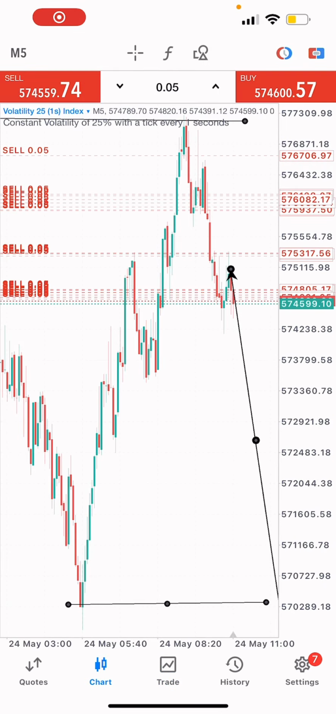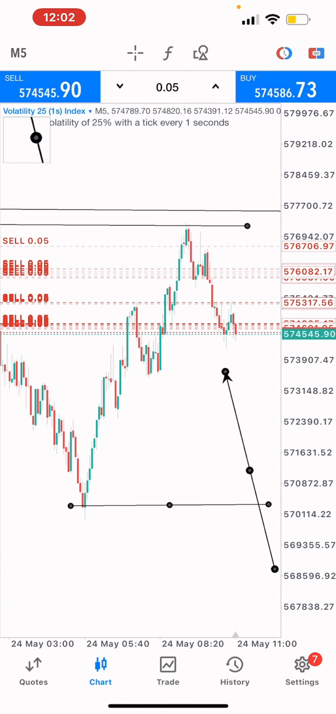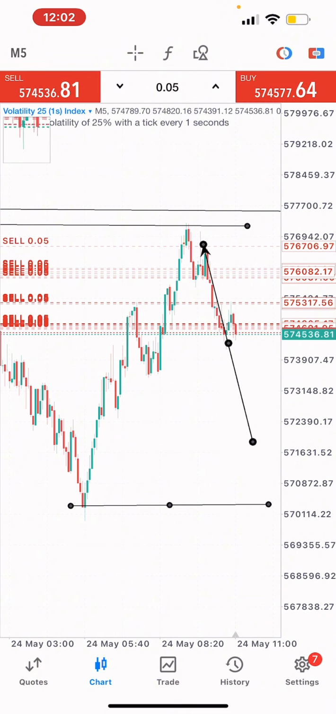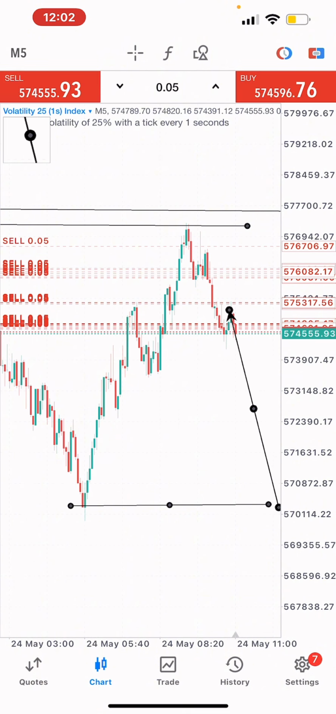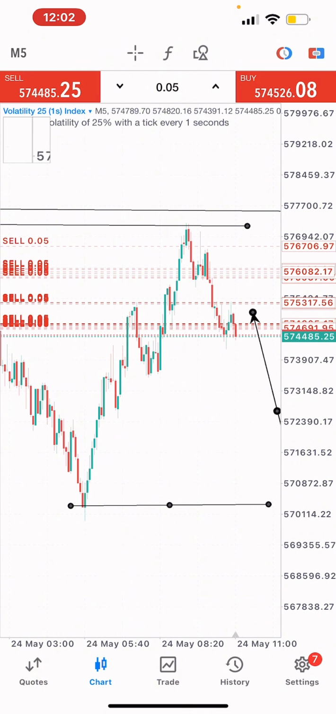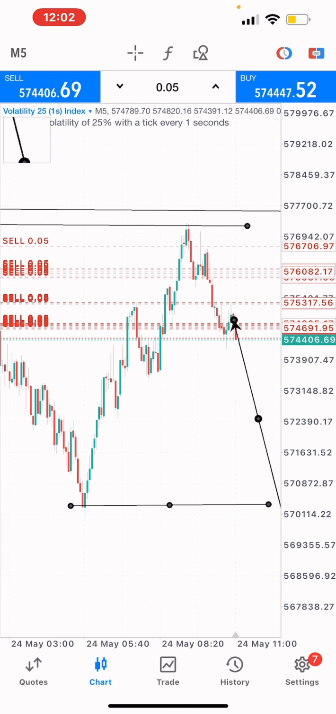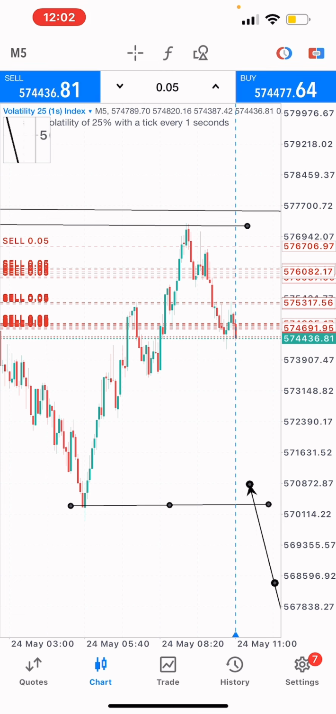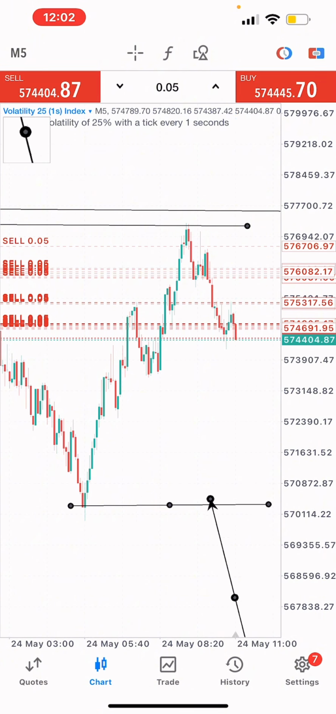Yo, my people, look at this now. We had our first entry somewhere there. We had a second set of entry. Now we had a pullback. We decided to use the opportunity to capitalize on this because we know that the price is going to go down to this area.